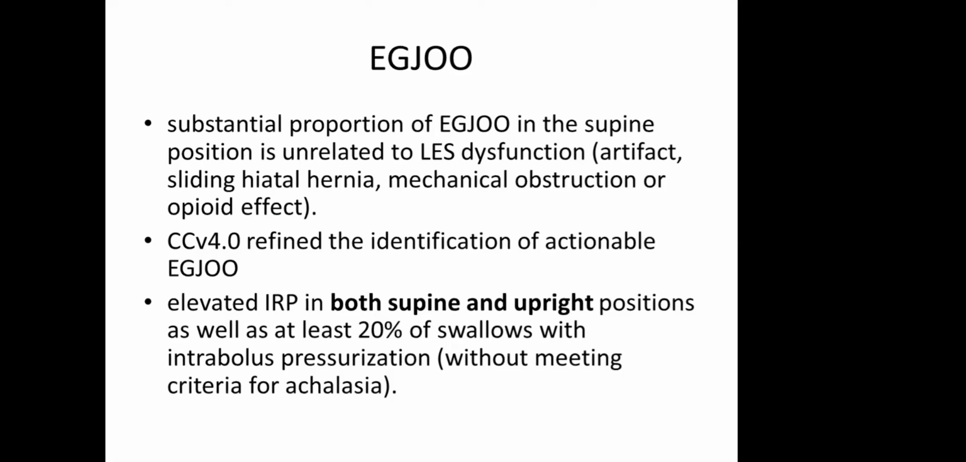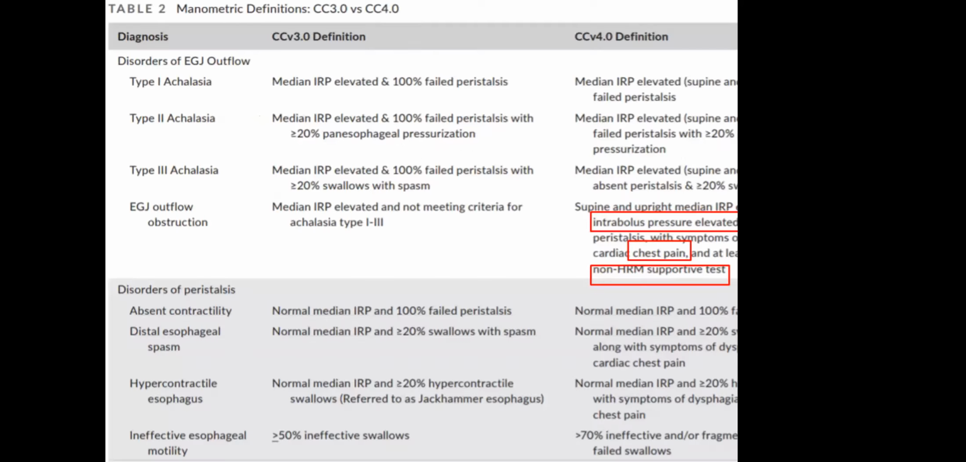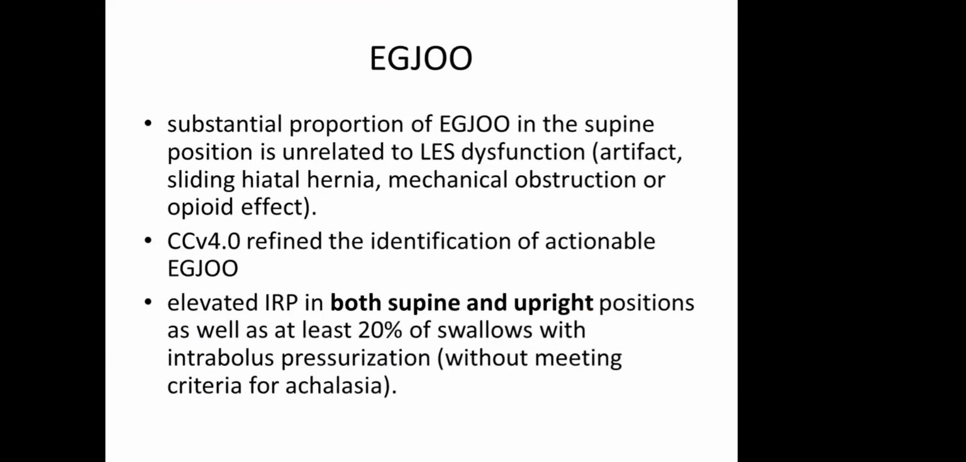So they have introduced this thing called intrabolus pressurization. I'll show you an example later on. Basically it's like a stiletto-type pattern, like you see in a shoe. That stiletto part is with the isobaric line of 20 millimeters of mercury. That is the intrabolus pressurization. The presence of intrabolus pressurization suggests a significant LES obstruction, compared to those without.